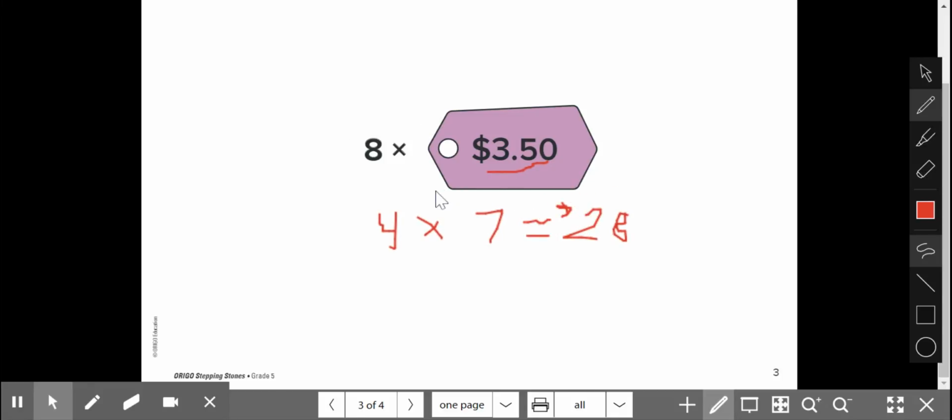Realize that I could continue to do that just like we did on that previous slide. Let's take half of this. Let's take double this.